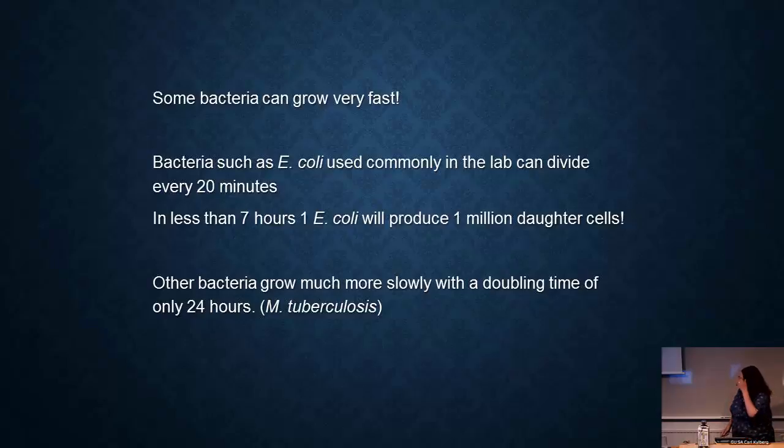So some bacteria can grow incredibly fast. A bacteria like E. coli, which is commonly used in the lab, can divide every 20 minutes. What that means is that in less than 7 hours, one E. coli cell, if you give it enough food, will produce 1 million daughter cells. Another statistic is that if one E. coli got enough food, in 3 days it would be equivalent to the mass of the Earth. Obviously, it doesn't happen because it can never get enough food for that, but it's incredibly fast.